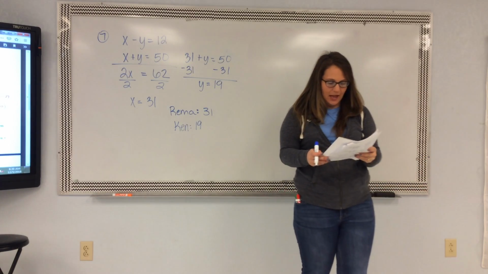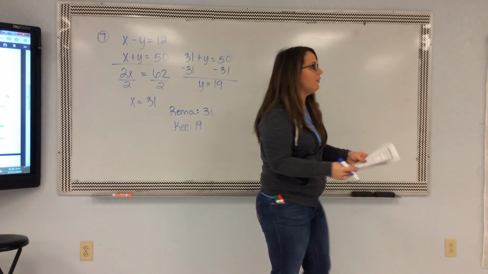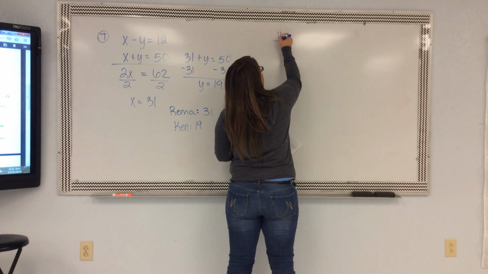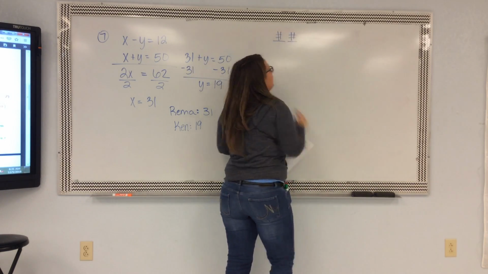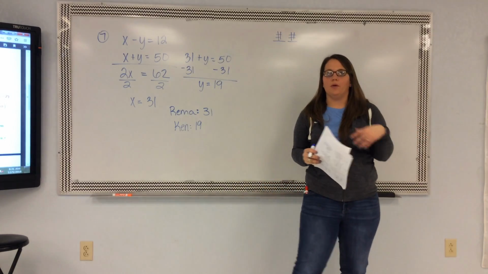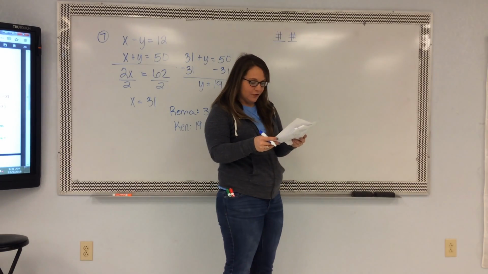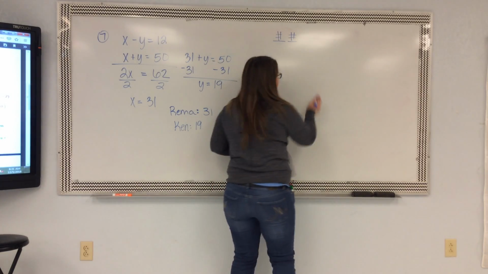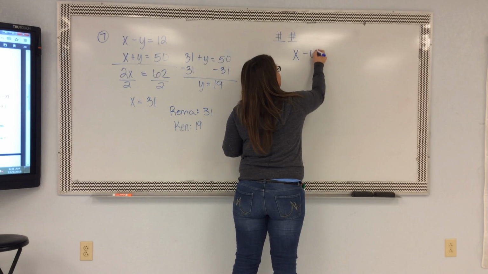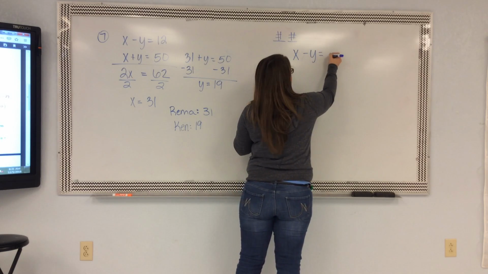Number 8 says the sum of the digits of a two-digit number is 12. So we have a two-digit number, like 54 or 38 or 62, put together, a two-digit number. The difference of their digits is 2. So X minus Y equals 12.